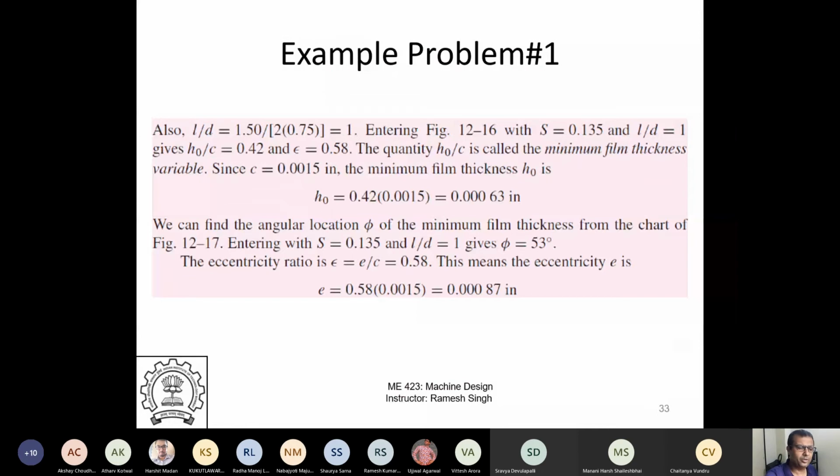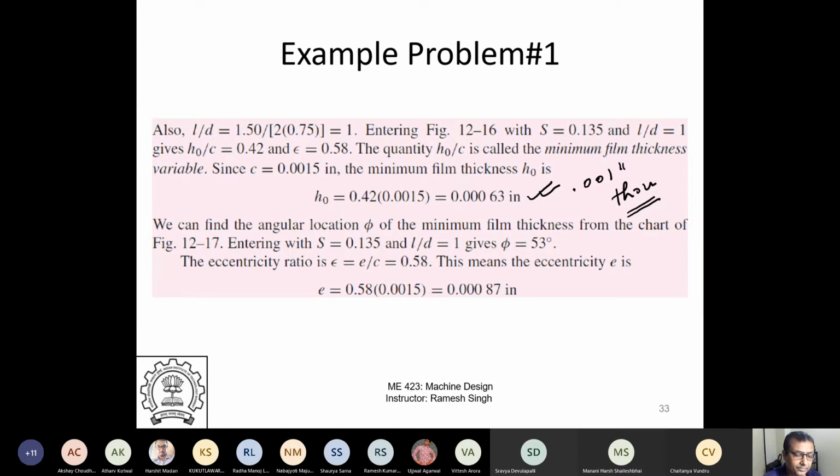Exactly 0.42 times 0.0015, which is 0.00063 inches. 0.001 inch is called a thou. That's what the machinists use, thou, 1 thou. So it's slightly more than half a thou, which is very, very small. Half a thou is really, really small.